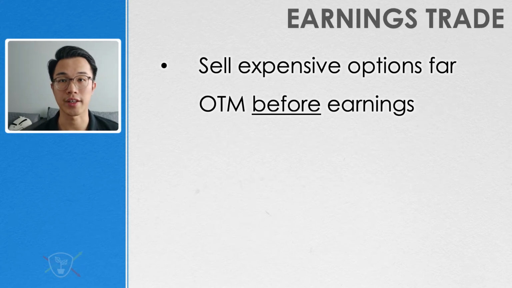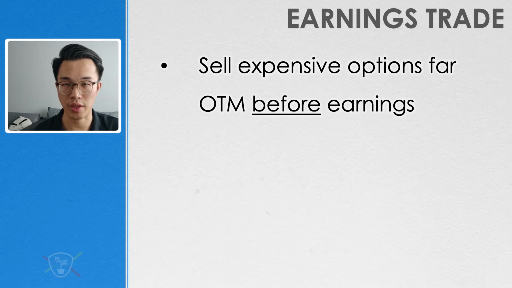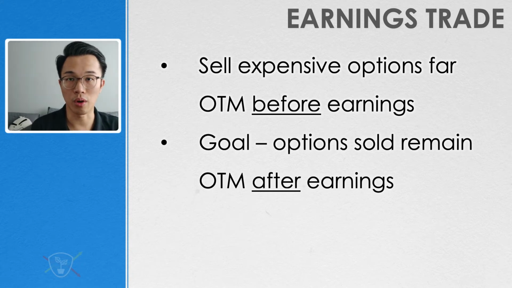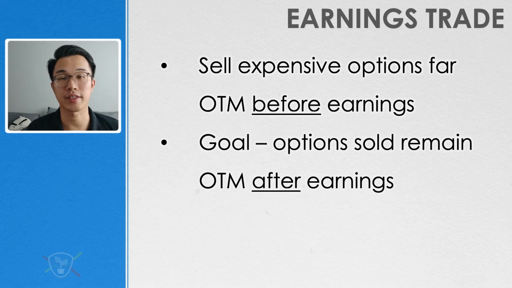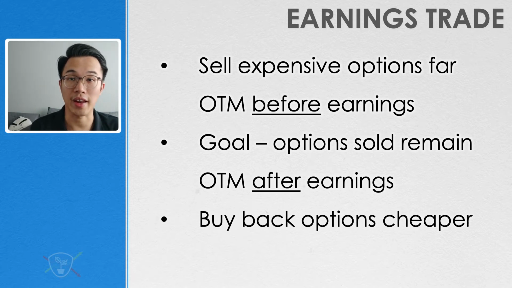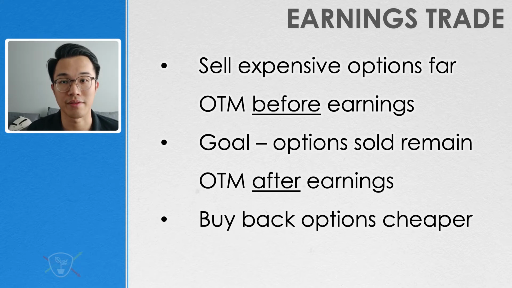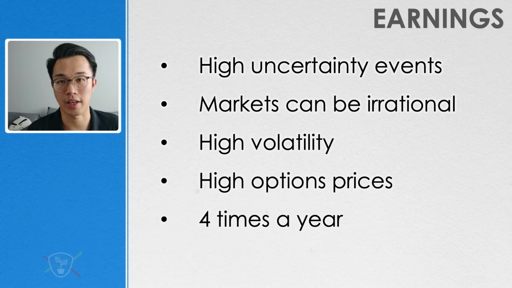So before the earnings announcements, we will sell out of the money options, which are really expensive due to the high volatility. Now the goal is this: if after the earnings announcements, our option contracts remain out of the money, the value of these options is going to fall significantly, and we can exit our position the next day with a decent profit. So when do these earnings events take place?